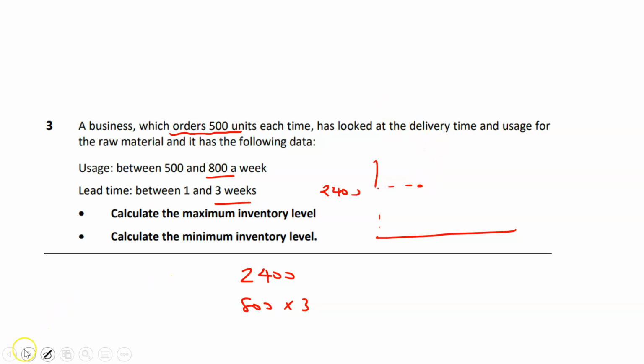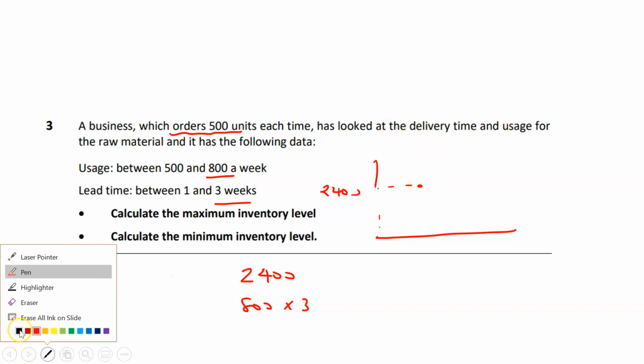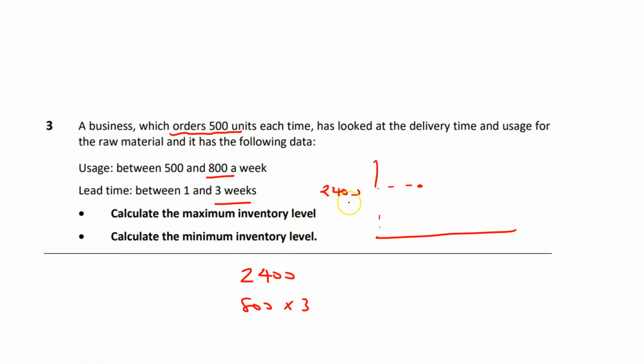Well, here's the issue. Yes, you've been very pessimistic initially about setting your reorder level because we've assumed we might need 800 times 3 because there might be excessive demand and it might take too long.